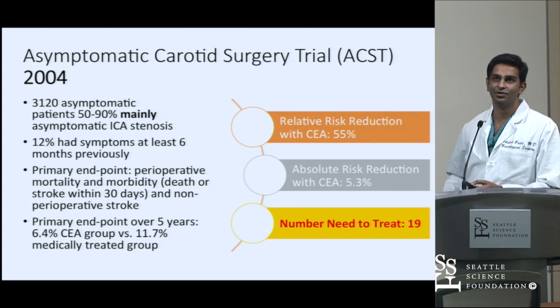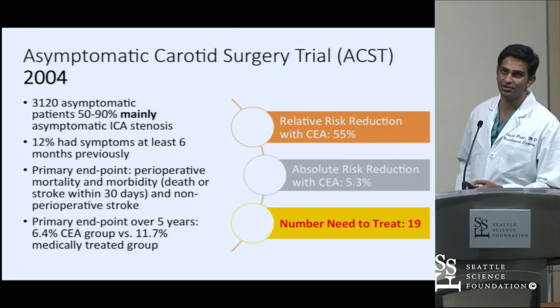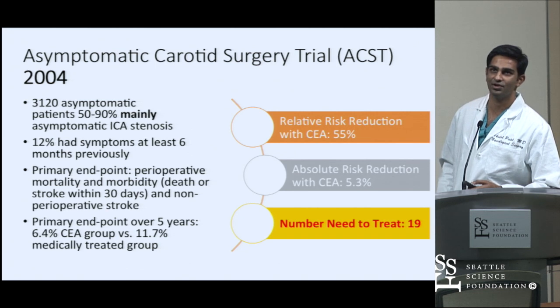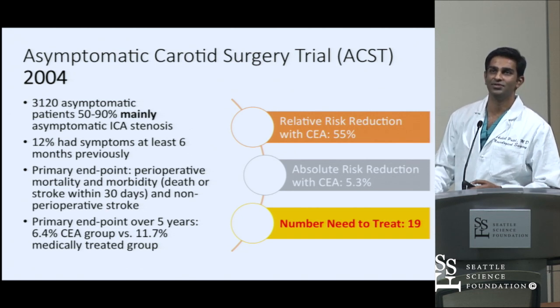And again, look at what was published and what was reported in the headlines. We're reducing the risk of disease by 55%, almost cutting the number of strokes in half. That's great. But the number needed to treat, again, is 19, even larger than the previous trial. So keep these numbers in the back of your mind going forward in terms of whether or not to treat patients who are completely asymptomatic from this disease.